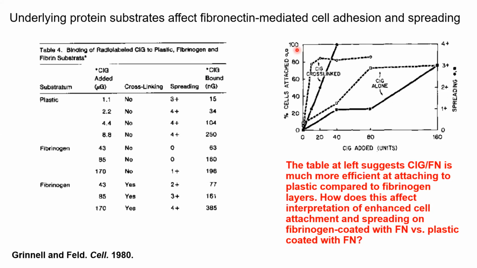So with that in mind, what's another possible explanation of why this surface that's sucking up less of the fibronectin is doing a better job at promoting cell spreading and adhesion than this other surface? It looks like Sabrina is trying to unmute. No. Okay.